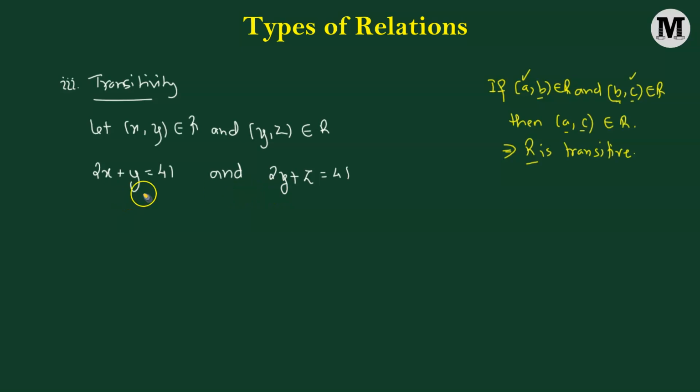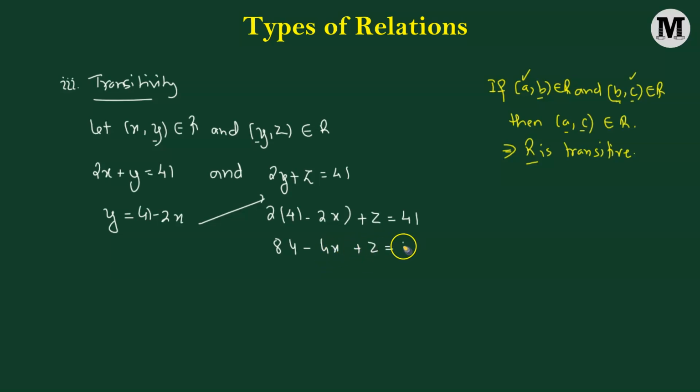So here we are getting two equations. We are going to combine these two equations. Let's isolate y, because we need to get rid of y. So y is equal to 41 minus 2x. Let's substitute this y back into the second equation, so that we get 2 times 41 minus 2x, added to z, equals 41. So we get 82 minus 4x plus z equals 41. When we rearrange the terms, we get 4x minus z equals 41.